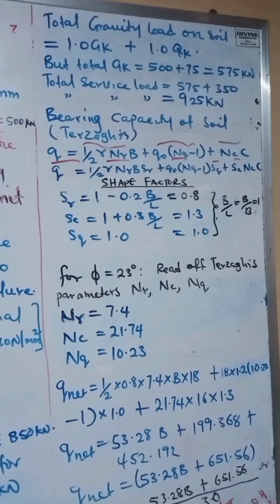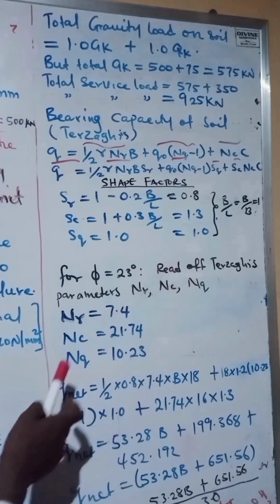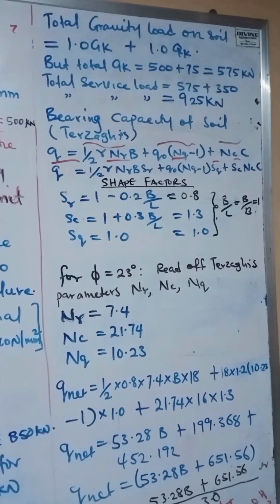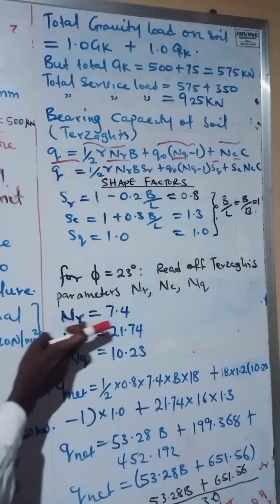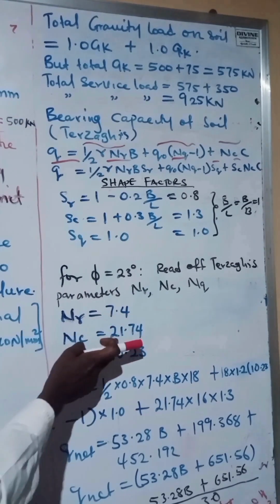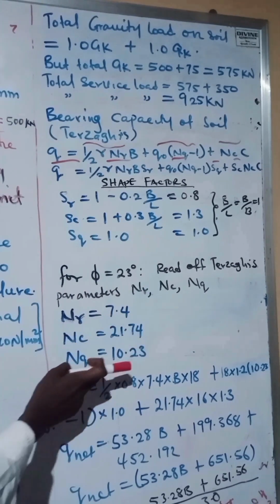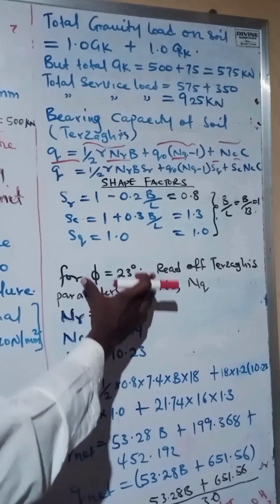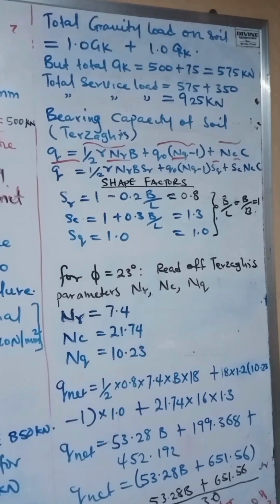Now, we look back to the question. We've been given the internal angle of friction of the soil. That angle is 23 degrees. We read it from the chart. When we read it from the chart, you can look at the charts. From the chart, you will see that we have N_γ to be 7.4, N_c to be 21.74, and N_q to be 10.23. All these are the Terzaghi parameters for an internal angle of friction of 23 degrees. All right. So when we read it off, we have all these values.